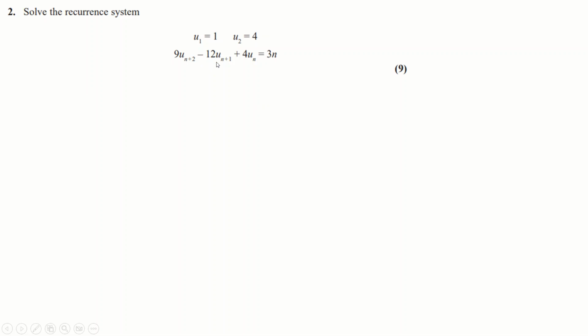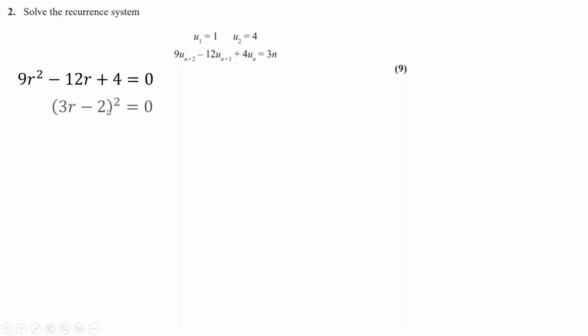Now we have a recurrence relation. This is a second order recurrence system. To solve these, it's exactly the same as solving a second order differential equation. You ignore this 3n for a bit. You just set up the auxiliary quadratic equation that comes from this. That's 9r squared minus 12r plus 4 equals 0.